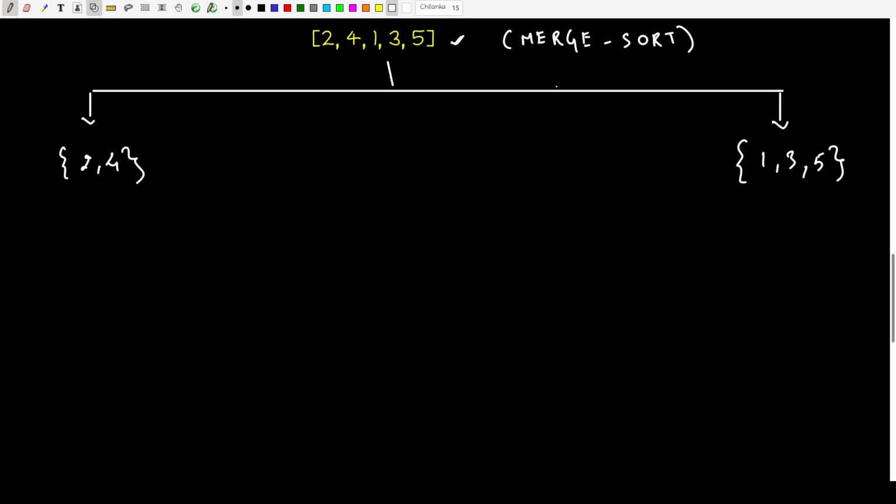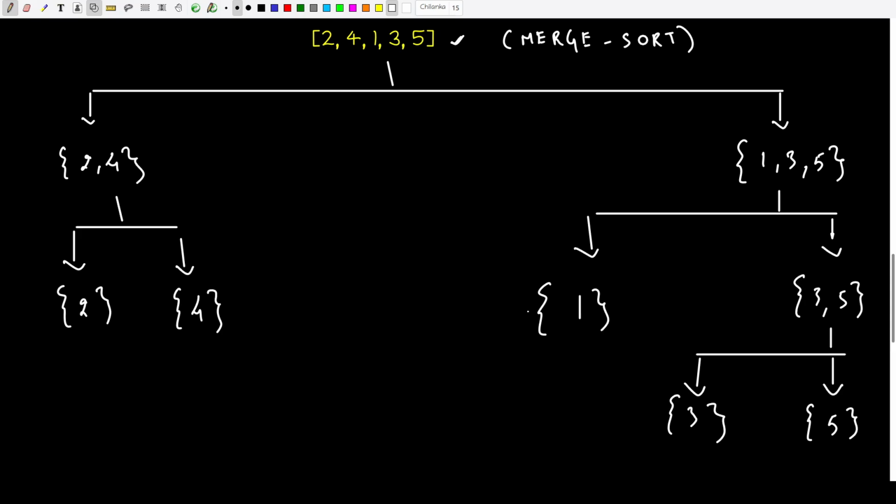After dividing the array into two parts, the two arrays look something like this. Now let us divide it further. The division of the array will look something like this. So these are the fundamental units which we have. 2 is one fundamental unit, 4 is another, 1 is another fundamental unit, 3 and 5 are other fundamental units. Now we are going to perform the merge operation.